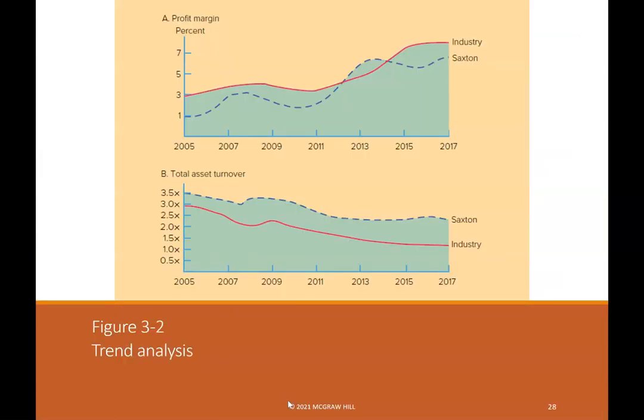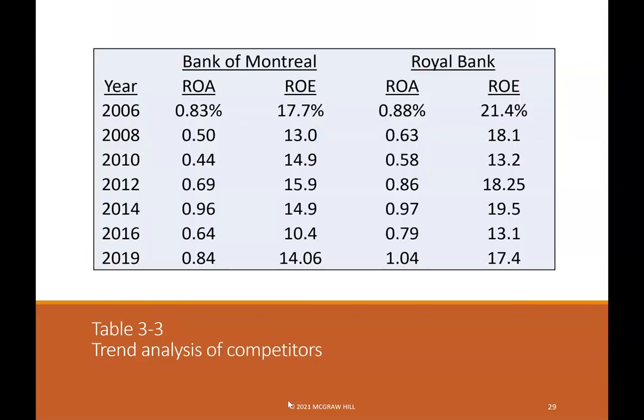So we have trend analysis graphs for both the industry and Saxton over a 5-year period instead of just a 1-year period. So we have our profit margin and our total asset turnover as examples. Trend analysis of competitors. So in this case, we're looking at Bank of Montreal and Royal Bank at both their return on assets and their return on equity over the 7-year period from 2006 to 2019.